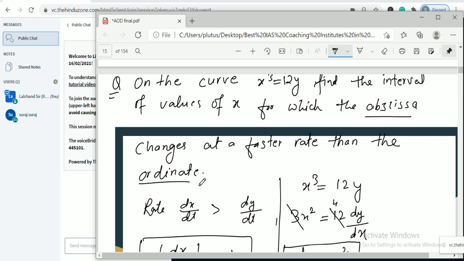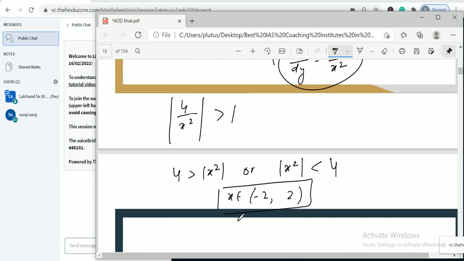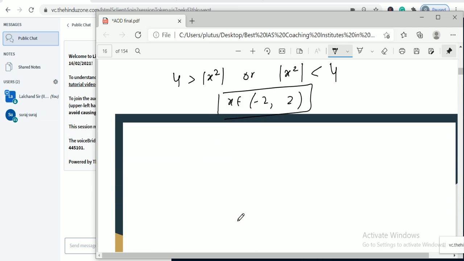Okay, let us try to solve few more questions based on rate. There are some questions in which we have to do approximation based on dy by dx. The question is based on approximation using dy by dx concept. How to approximate the value using dy by dx?